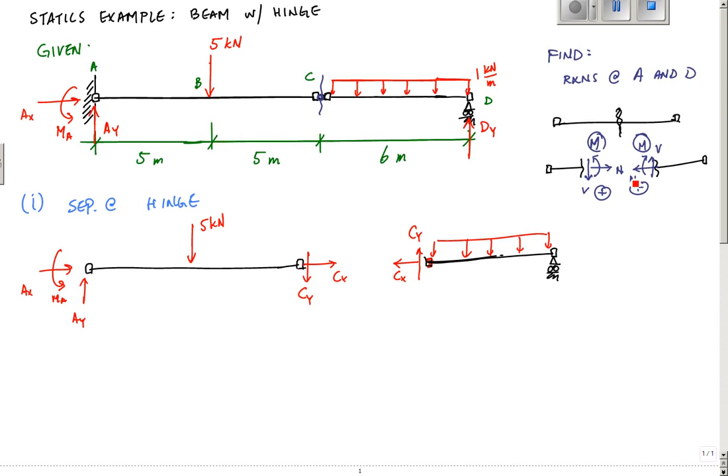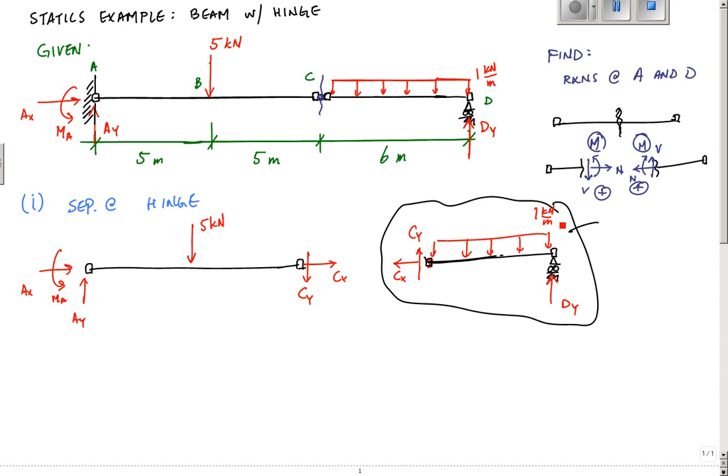So they really just correspond to a normal force and a shear force at C. And then here I have this dy. What it does when I separate at the hinge here is that it leaves me with a free body diagram where I can apply three equations, three unknowns. And I know that this is 1 kilonewton per meter right here.